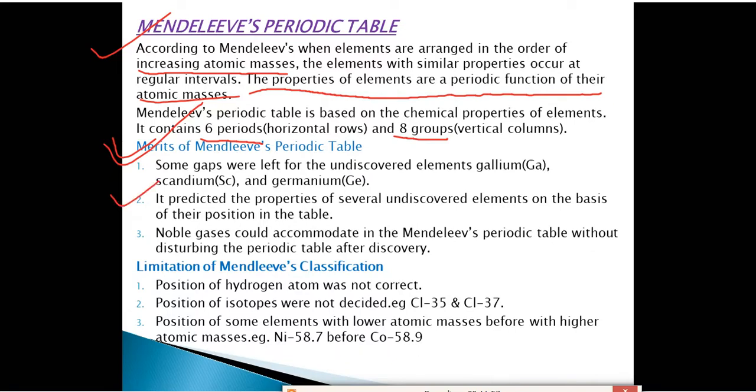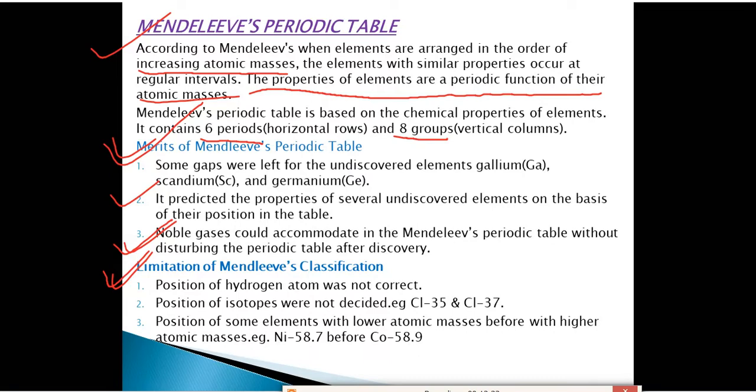It predicted the properties of several undiscovered elements on the basis of their position in the table. Okay, many elements were not discovered at that time, but he predicted their properties on the basis of the position he left in the table. Noble gases could be accommodated in the Mendeleev periodic table without disturbing the periodic table after discovery. Noble gases were not discovered at that time, but they can easily fit into Mendeleev's periodic table without disturbing the other elements.